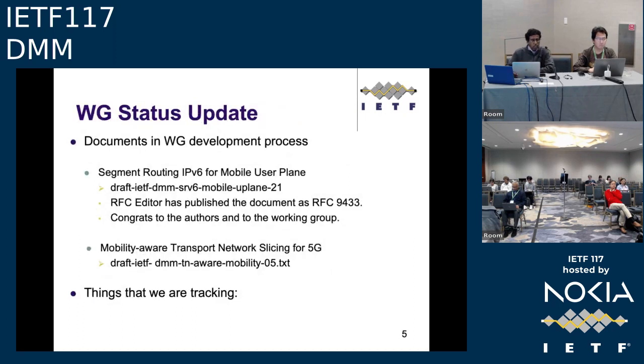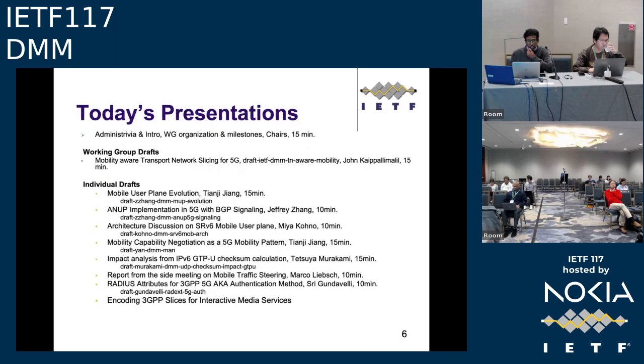Now, I just want to talk about things that we are tracking. If you look at our working group charter, there are a few items that we haven't completed. One is with respect to some indications from the network about offload and other things. I think we need to complete that work, and we are discussing the approaches with the AD. That's one thing. And this is the agenda for today.